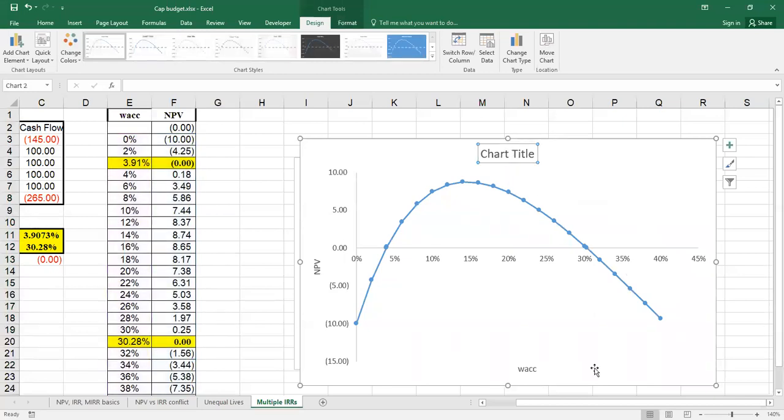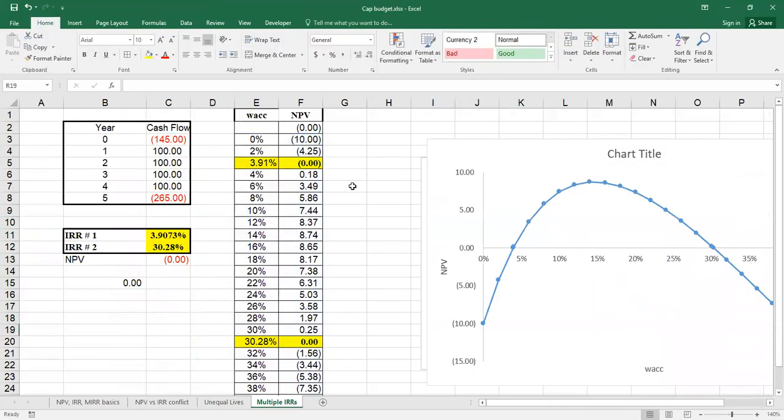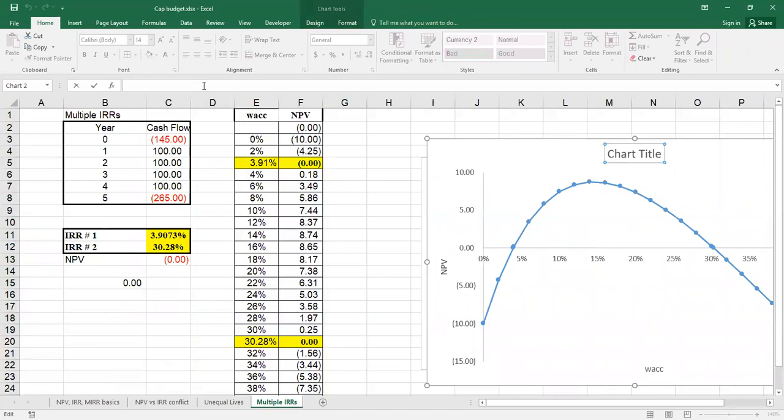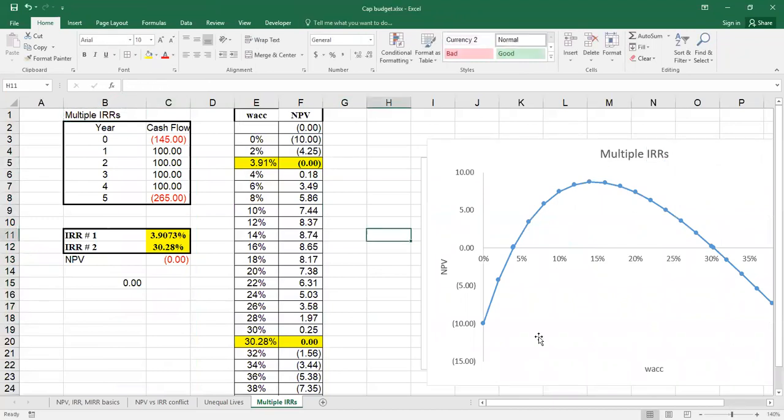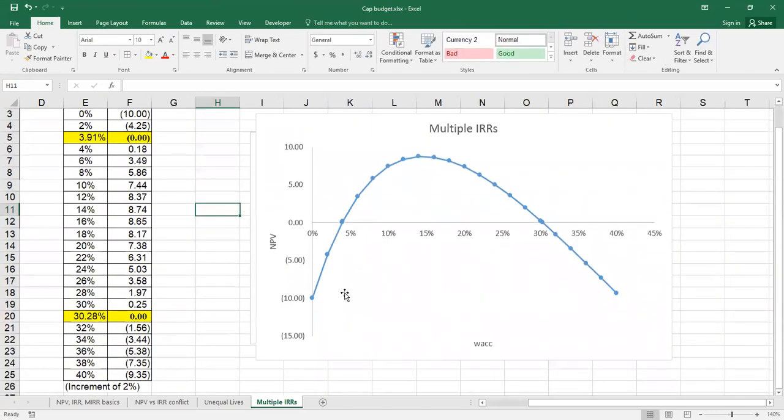Lagyan natin ng chart title. Ano ba pwede natin ilagay na title dito? Wala pala akong nilagay. Multiple IRRs. And this one is equal to multiple IRRs. Yan. Okay? Yes, sir. Multiple IRRs. Okay, good.